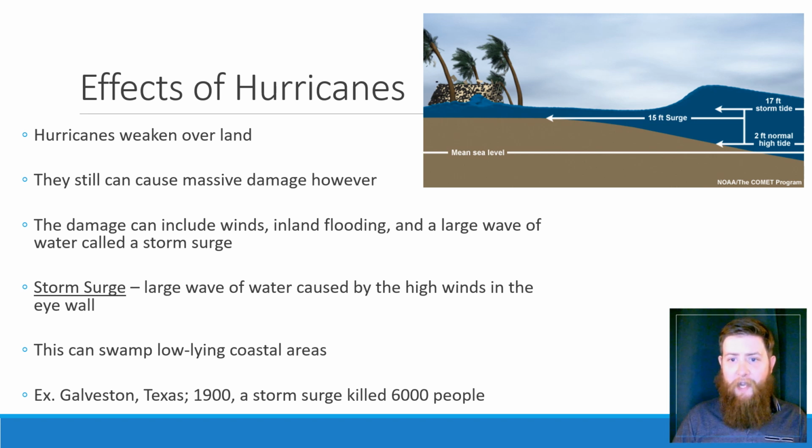This is caused by the high winds in the eye wall. Remember that most waves are caused by winds. Really, really strong winds are going to make really, really strong waves. These big waves can swamp low-lying coastal areas and can be really devastating. In 1900, there was a storm surge in Galveston, Texas, and it killed nearly 6,000 people.